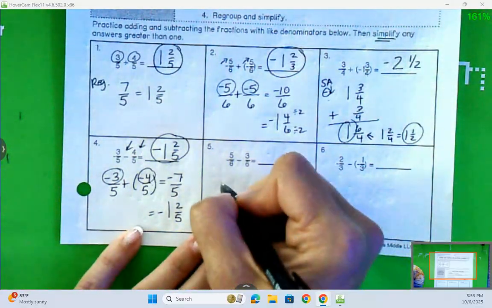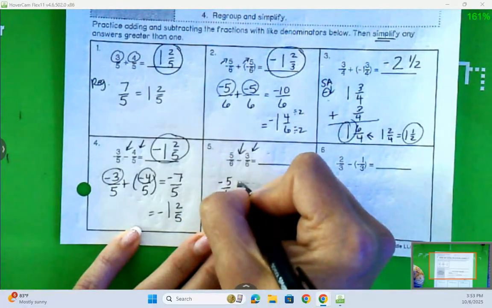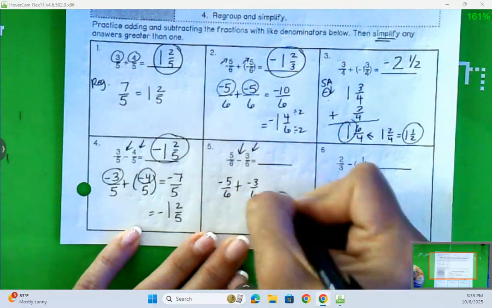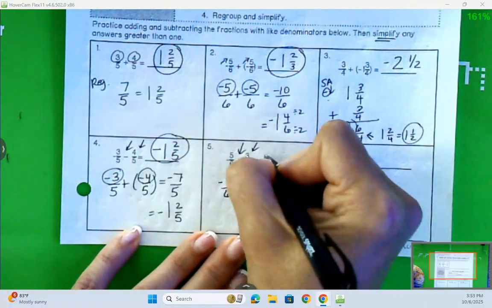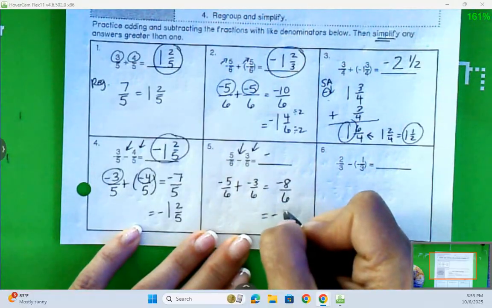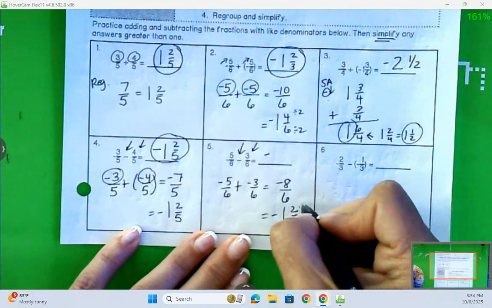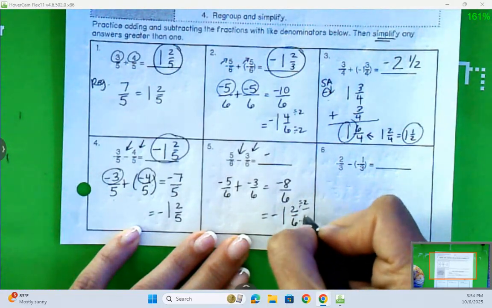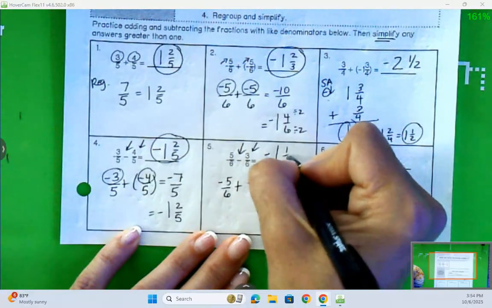Okay, number 5, we have negative 5/6, and then we're going to add the opposite here. So plus negative 3/6 for a total of negative 8/6. Bringing over our negative sign, 6 goes into 8 one whole time with 2 remainder, and 2/6 simplifies, dividing by 2 over 2, to 1/3. So we have negative 1 1/3.